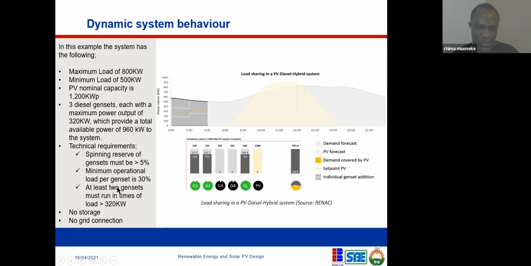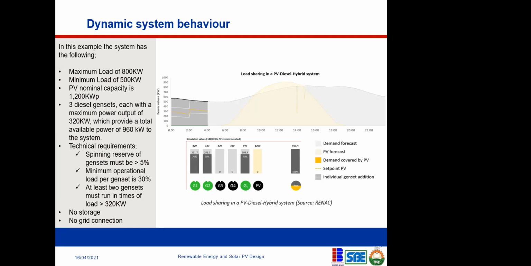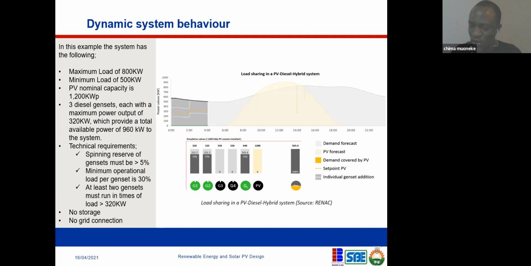So at least 2 gensets must run in times of load greater than 320 kilowatts. Okay, 96. So at all times, the load on the generator must not go below 96 kilowatts. That's what it means. And for this system, there is no storage. It is not connected to the grid. Our only source of power is the PV system and the generator. So let us see how we can combine both of them and power this entire load profile from 00 o'clock up to 24 o'clock.